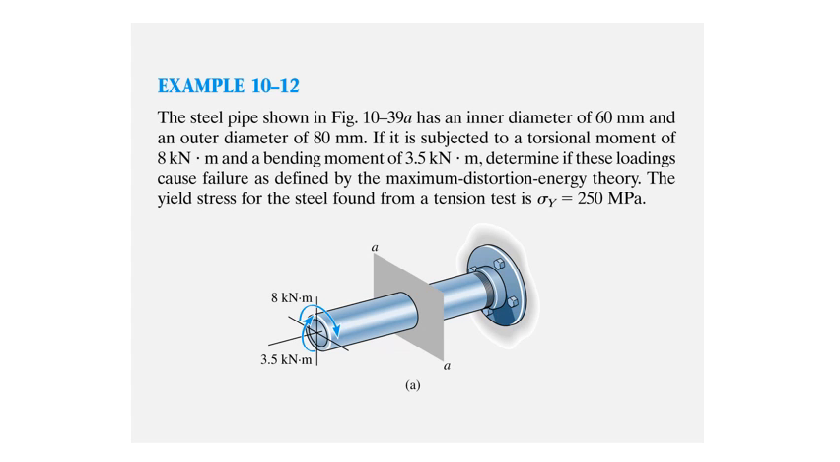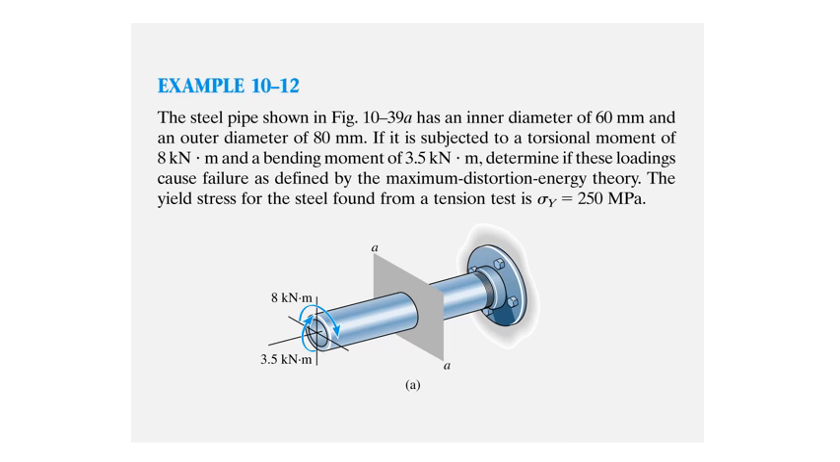We look at an example here. The steel pipe shown has an inner diameter of 60 millimeters and an outer diameter of 80 millimeters, so we have a thickness of 10. If it is subjected to a torsional moment of 8 kilonewton meters and a bending moment of 3.5 kilonewton meters, determine if these loadings cause failure as defined by the maximum distortion energy theory.